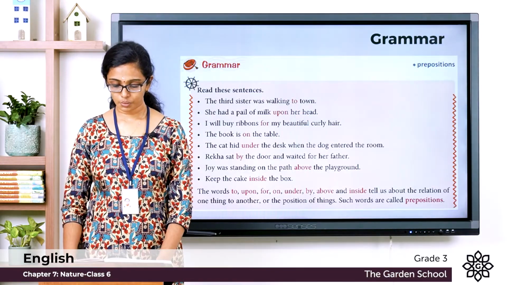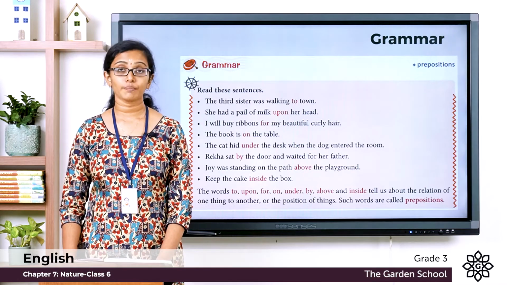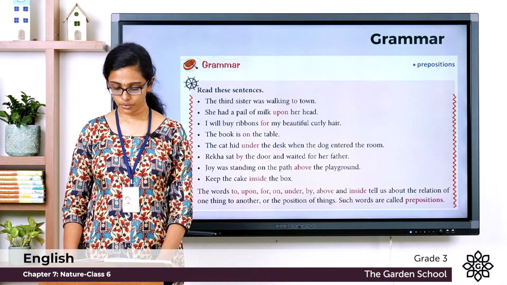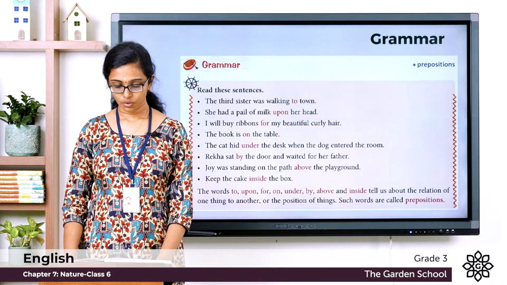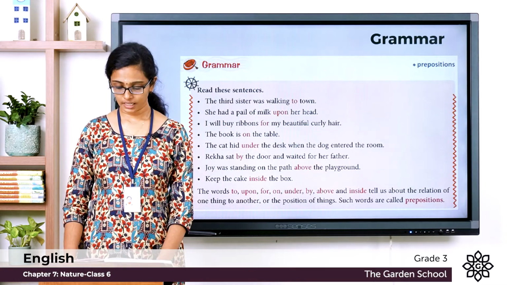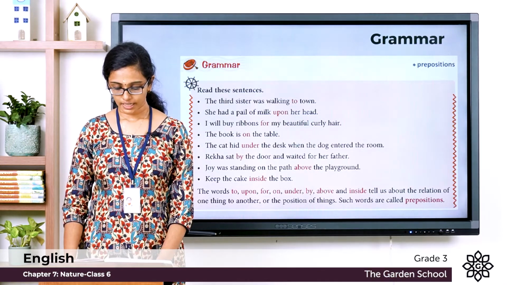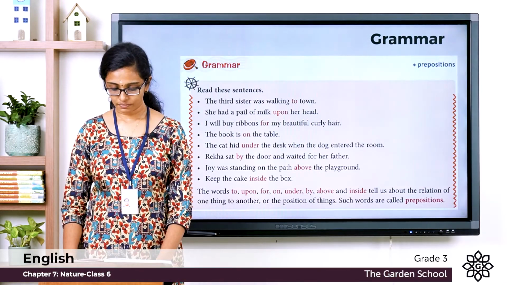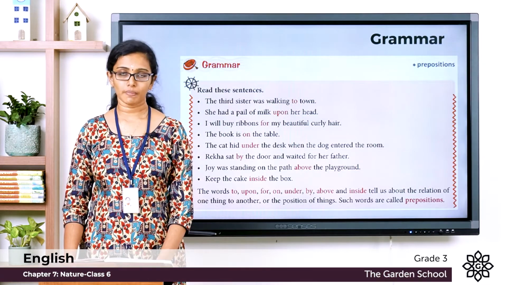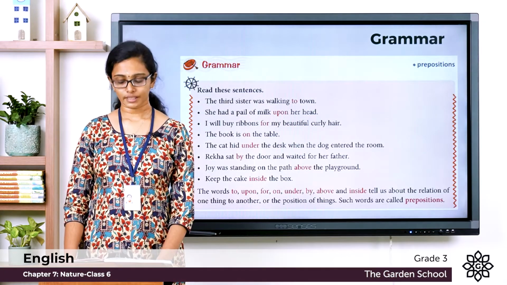A few sentences are given here. The third sister was walking to town. She had a pail of milk upon her head. I will buy ribbons for my beautiful curly hair. The book is on the table. The cat hid under the desk when the dog entered the room. Rekha sat by the door and waited for her father. Joy was standing on the path above the playground. Keep the cake inside the box.